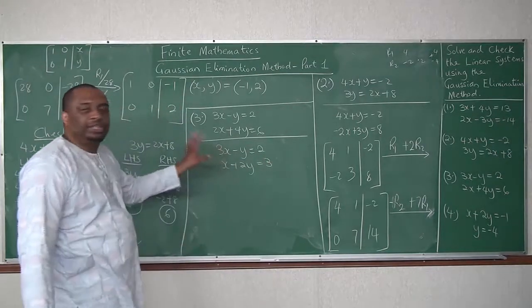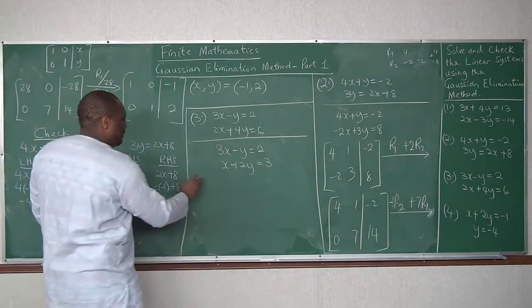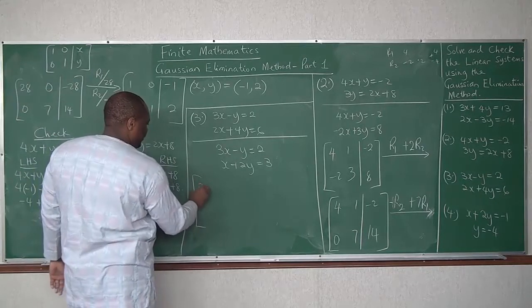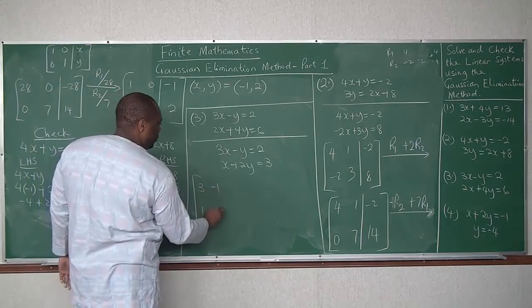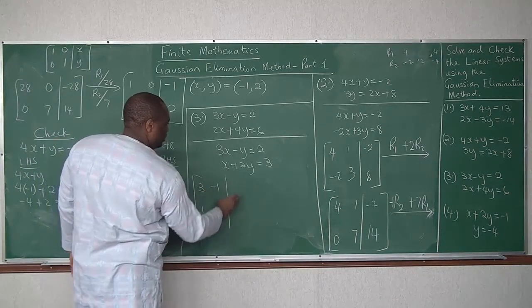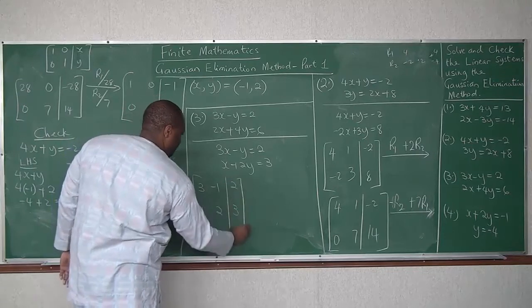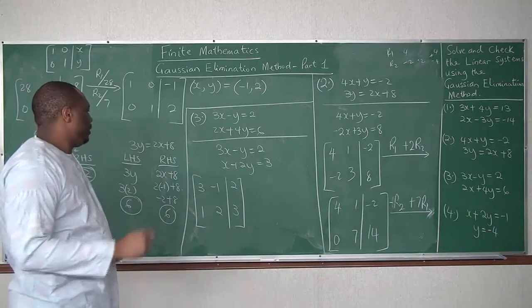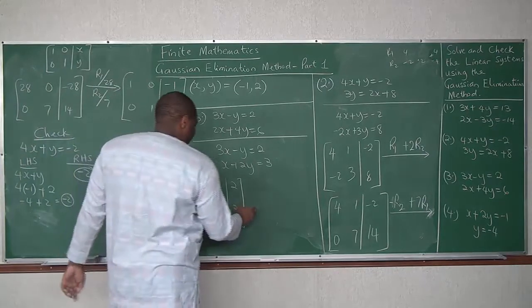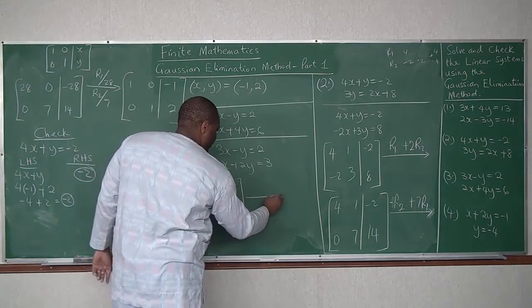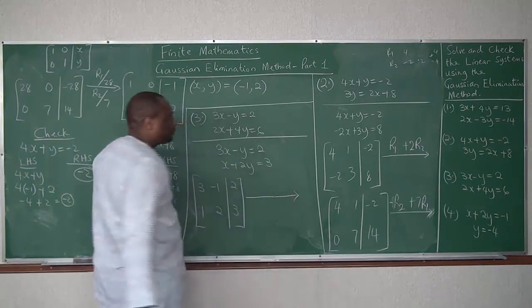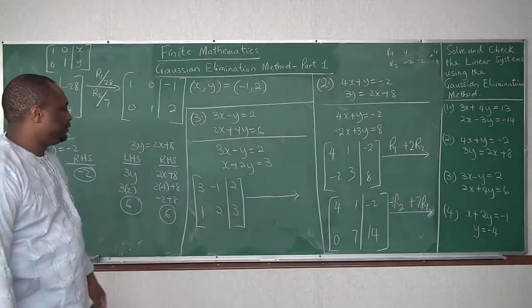So I would prefer to use this. I write my augmented matrix. 3, negative 1, 2, and 1, 2, 3. Okay? My first operation will be what? What is going to be my first operation?